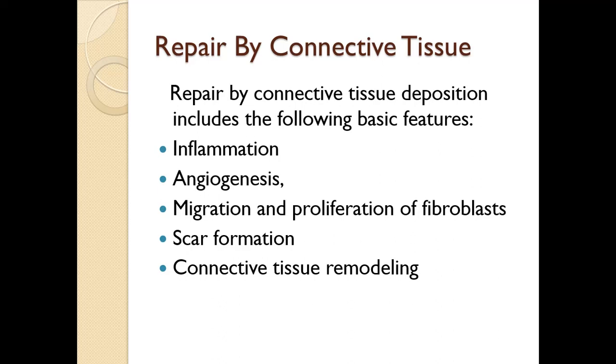Wound healing is a process by which skin or other body tissue repairs itself after trauma. In undamaged skin, the epidermis and dermis form a protective barrier against the external environment. When that barrier is damaged or broken, a cascade of biochemical events will start to repair the damage. This whole cascade is divided into inflammation, angiogenesis, proliferation of fibroblasts, scar formation, and connective tissue remodeling.